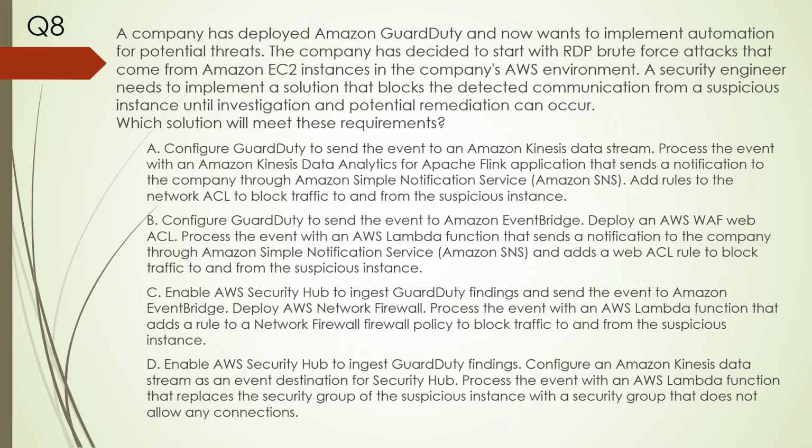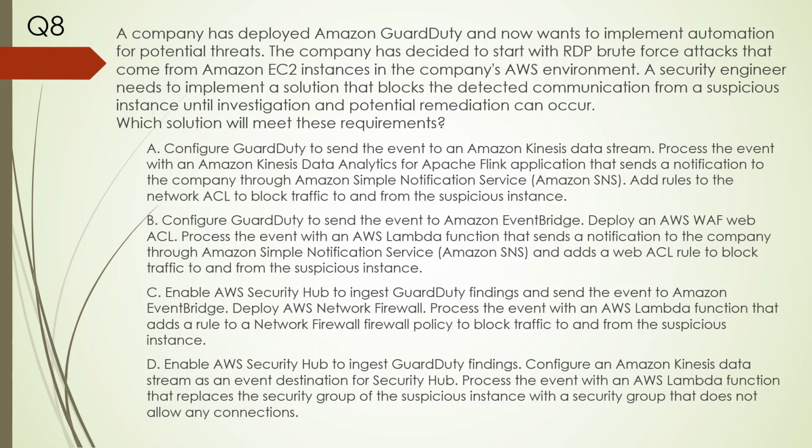A company has deployed Amazon GuardDuty and now wants to implement automation for potential threats. The company has decided to start with an RDP brute force attack that originates from an Amazon EC2 instance in the company's AWS environment. A security engineer needs to implement a solution that blocks the detected communication from a suspicious instance until investigation and potential remediation can occur. Which solution will meet this requirement?